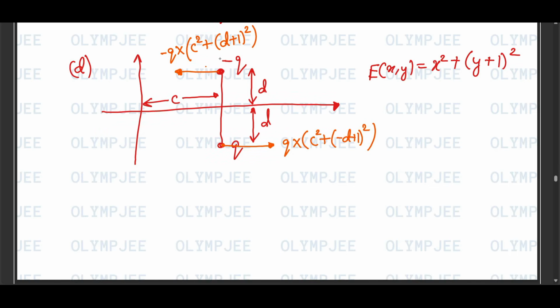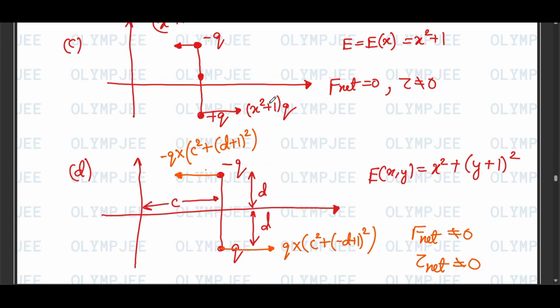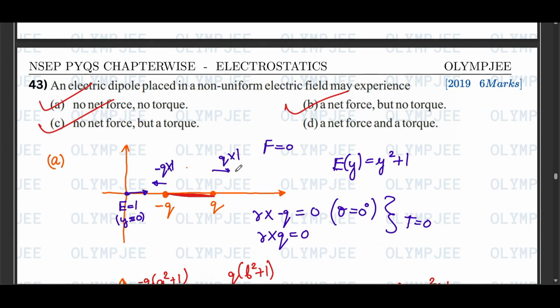So you can see that the net force is not equal to 0 because it won't get added up to 0, and also torque will be non-zero because if we take about center point, then both the torques will be in same direction and both torques are different here, unlike in option C. So option D is also correct. So correct answer of 43 is A, B, C, D.